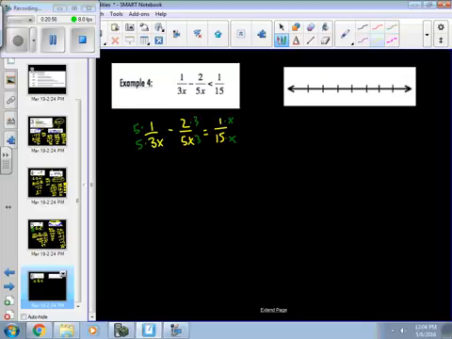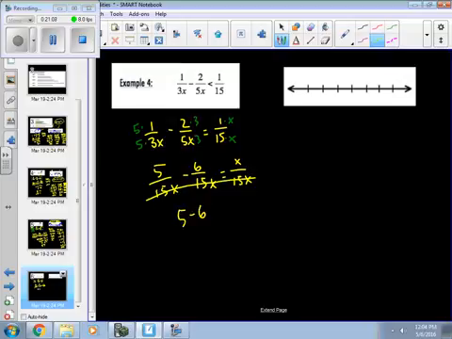So what we're going to end up with is 5 over 15x minus 6 over 15x equals x over 15x. Common denominator's gone. So we got 5 minus 6 equals x, and that's negative 1 equals x, and that's it. We're done solving that one. So 1 point of interest is going to be negative 1.